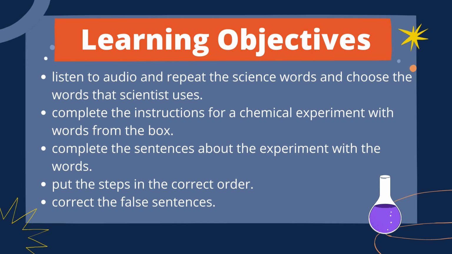Let's look at the learning objectives for today. The first one is listen to the audio, repeat the science words and choose the words that scientists use. Second, complete the instructions for a chemical experiment with words from the box. The third is complete the sentences about the experiment with the words. The fourth is put the steps in the correct order. And the last one is correct the false sentences. We have looked at the learning objectives.